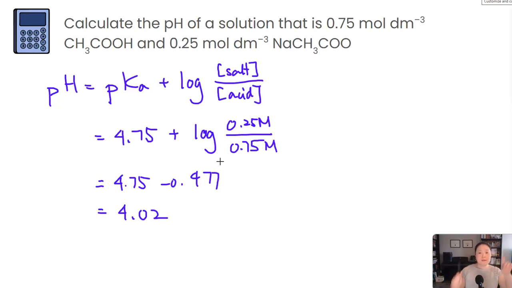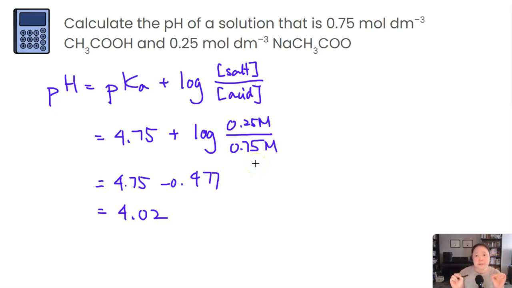Now, once again, I'm going to point out, yes, we have a solution where it would probably reach equilibrium somewhere else, but because this is a buffer solution, these are not really going to change all that much, so we're just putting those values in as they are.